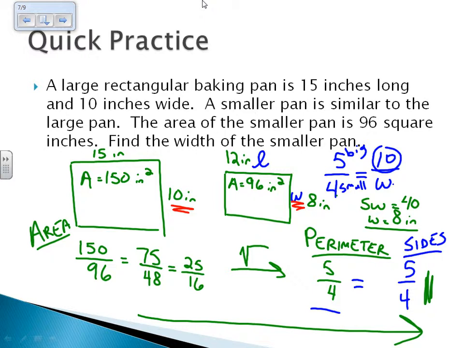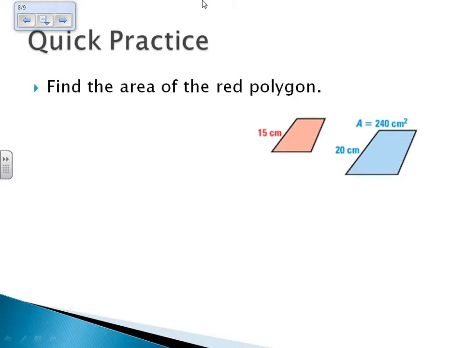You okay with solving the proportion, Carlos? Okay. Alright, the last one we're going to do, find the area of the red polygon.